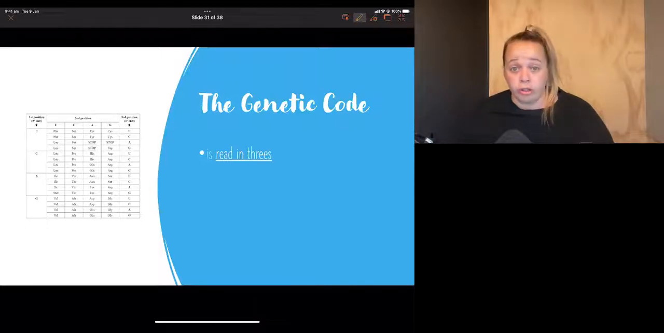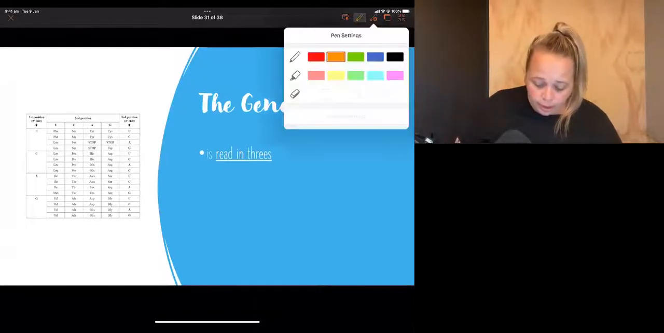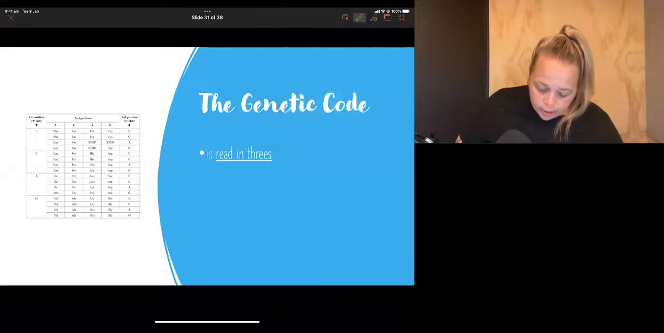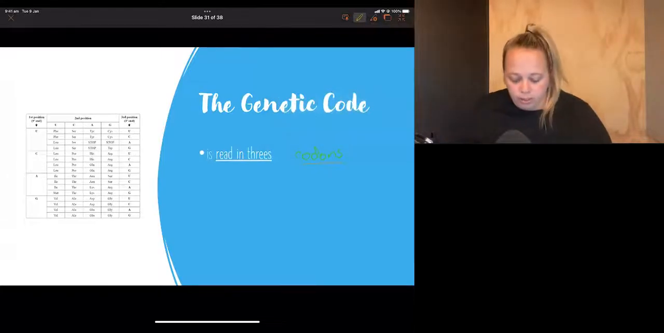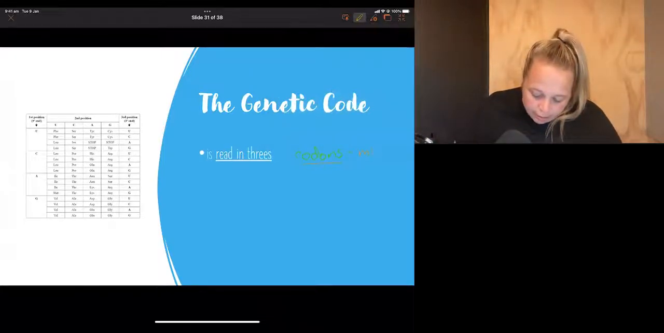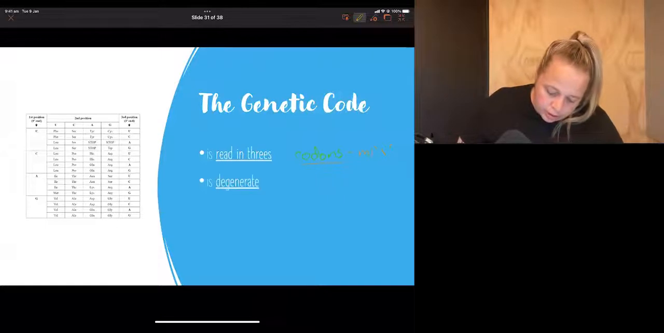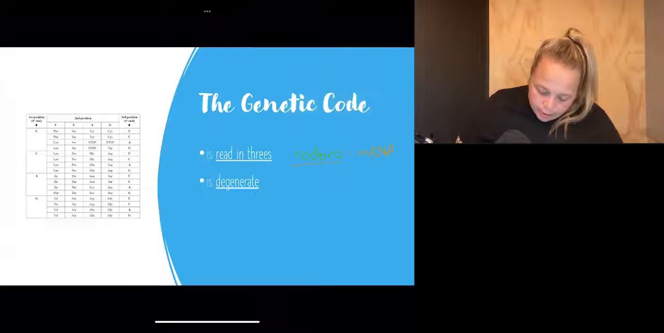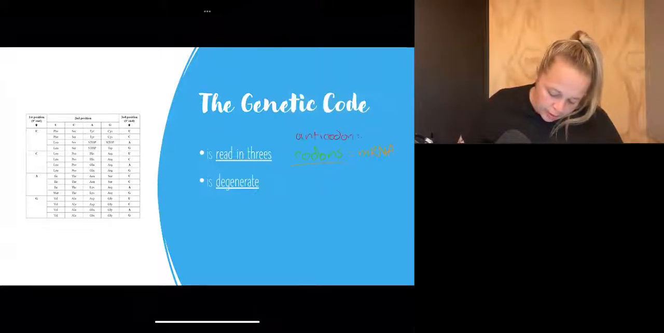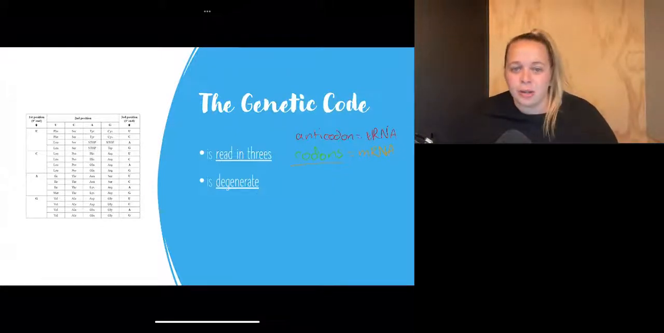These are called codons. Yeah, so these codons here are good. That's the name for the 3 bases on the mRNA. But the anticodon is also in the tRNA. Yeah, but it's also in 3s. So it's always read in 3s.